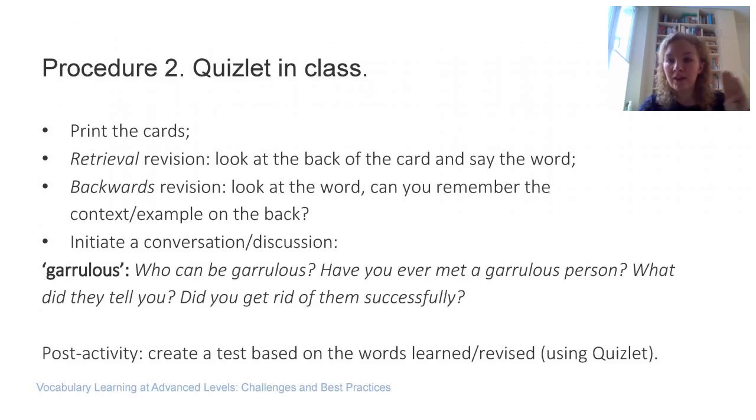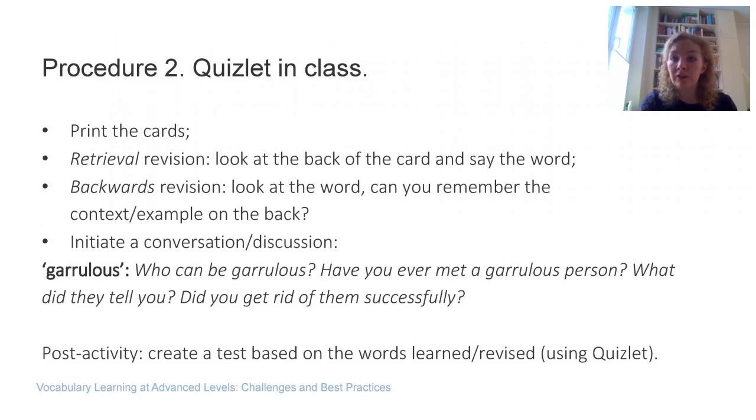And at this moment, we wave to the fans of the lexical approach, to Hugh Dellar, and to Outcomes, because this is the approach of working with lexis that is very much promoted by Hugh Dellar and by the lexical approach, and which I'm also a fan of. A post activity can be, you can create a test based on the words learned and revised. Again, Quizlet allows you to create a test online, or again, it can be printed.